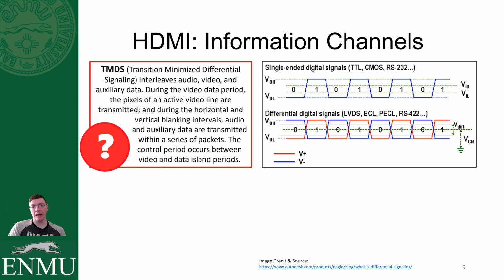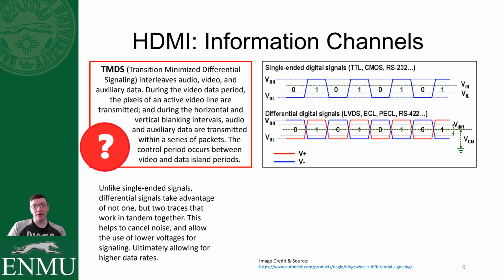Differential signaling has two pairs that share a ground, and what they do is they're equal and opposite of each other at all times. And it kind of seems pointless at first glance, but there are a lot of advantages with sending your ones and zeros this way.